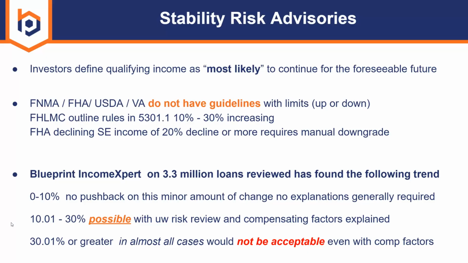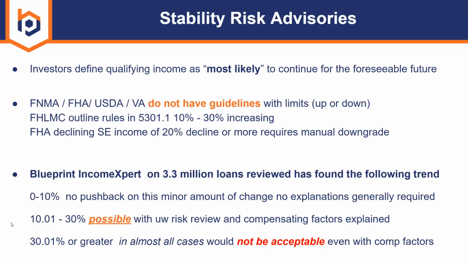Fannie, FHA, USDA, VA do not have guidelines with limits up or down. Now, there are best practices that we have learned over the 12 years in business, but there is no written up or down limit that we can point you to in the guidelines. Freddie Mac actually outlines in 5301.1 two different variations between 10 and 30% or greater or under. FHA will define self-employed income of a 20% decline or more as requiring a manual downgrade. But outside of that, there are not a lot of written limits, maybe outside of a few USDA requirements for that.